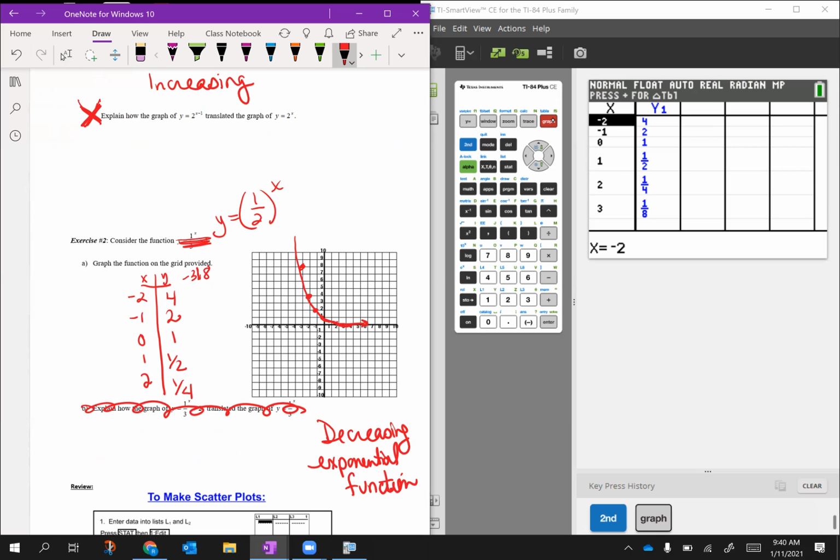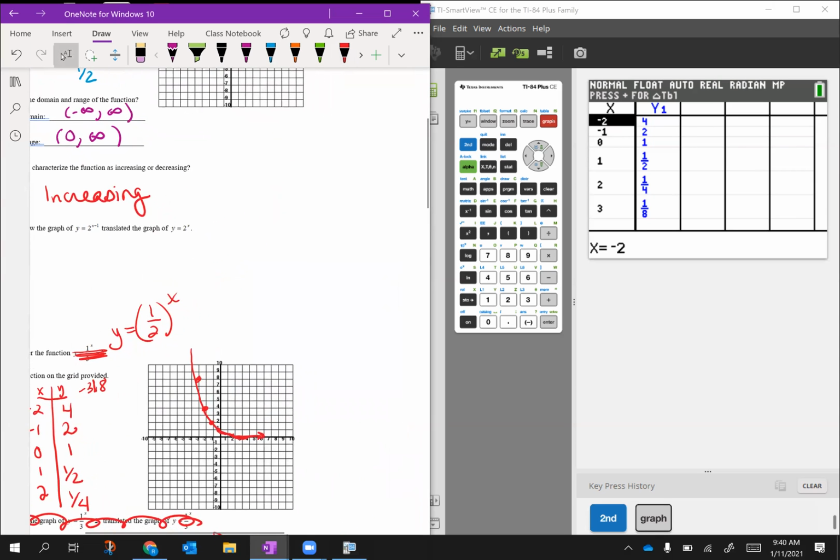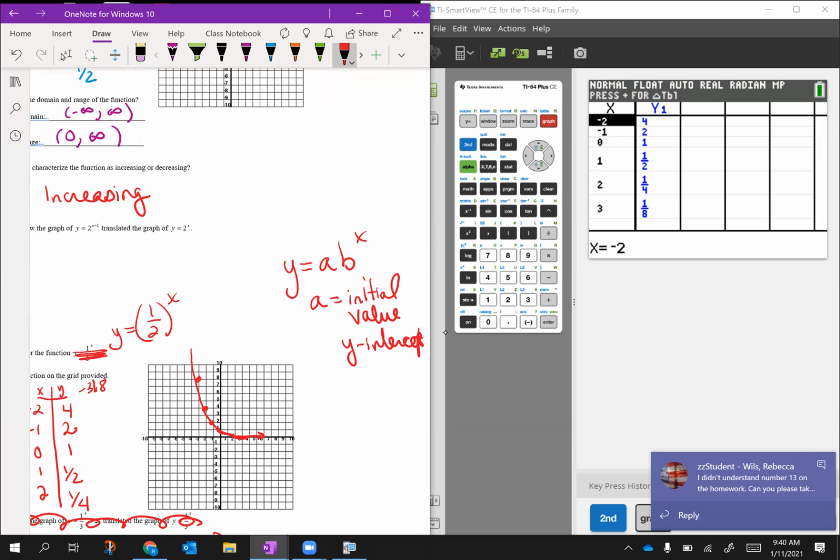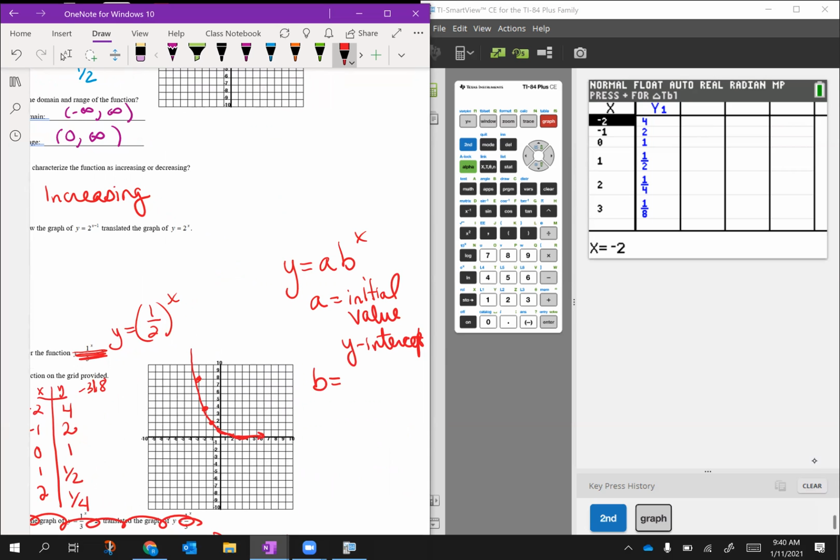Before we looked in the parentheses, so the general form of an exponential function, if you remember, is y equals a times b to the x. a gives us the initial value, or the y-intercept. b is equal to our rate. If it's greater than 1, it's increasing. If it's between 0 and 1, then it's decreasing.